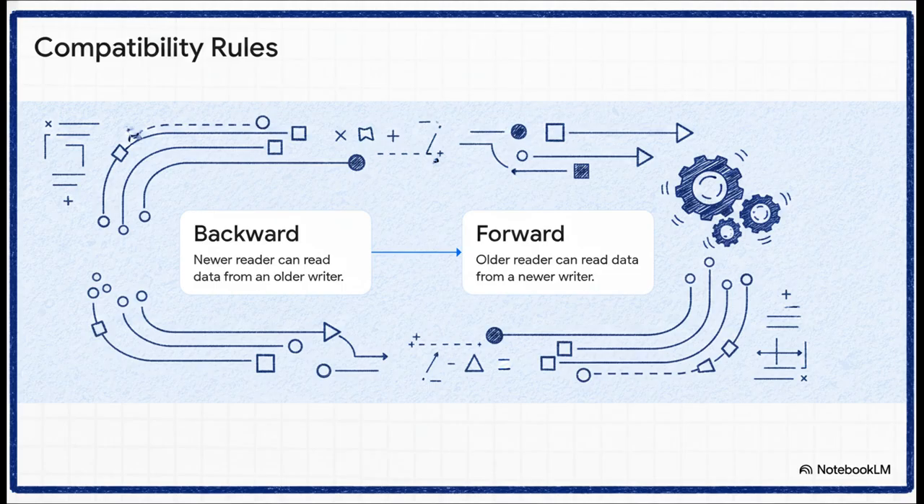In Avro, you achieve this with one very strict rule. You can only add or remove fields that have a default value. If you were to add a field without a default, new readers wouldn't be able to read old data. Backward compatibility broken. Also, Avro doesn't just let you use null as a default for anything. You actually have to define a union type, like union of null and string, to explicitly allow a field to be null. This strictness is a lifesaver. It prevents catastrophic null pointer exceptions down the line.